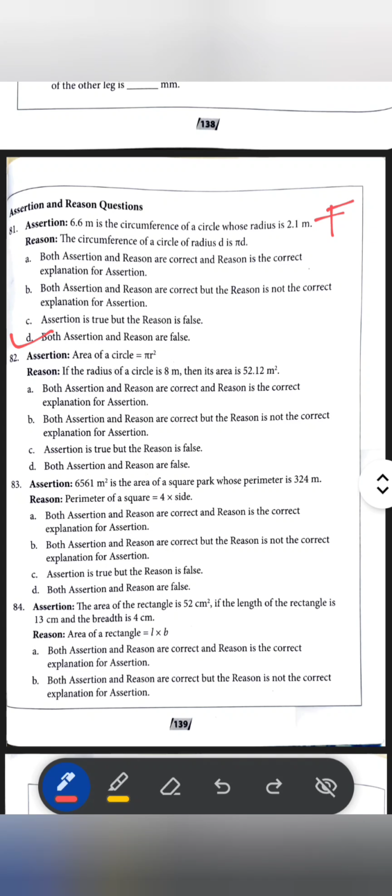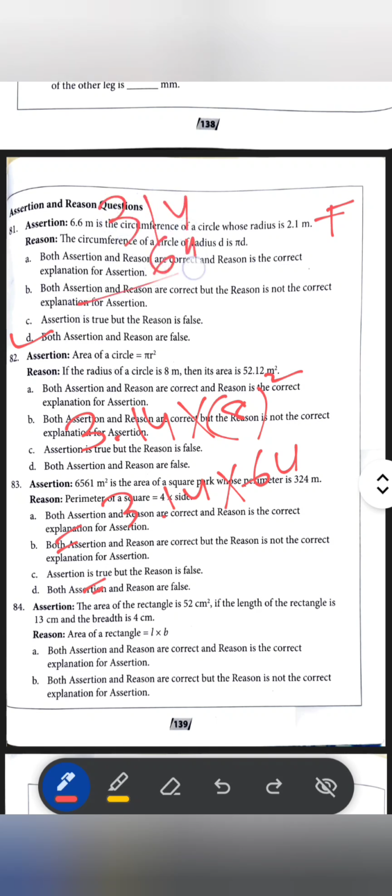Area of the circle is pi r square, that is correct. If the radius of a circle is 8 meter, then its area is 52.12. So here they have taken as 3.14 into 8 square. It means that one is how much? 3.14 into 64. Okay. Now we just need to multiply 314 and 64. So 4 fours are 16, 4 ones are 4, and 4 threes are 12.